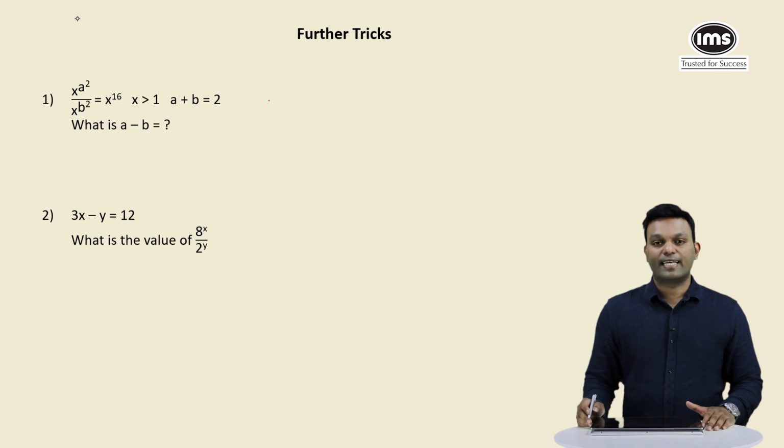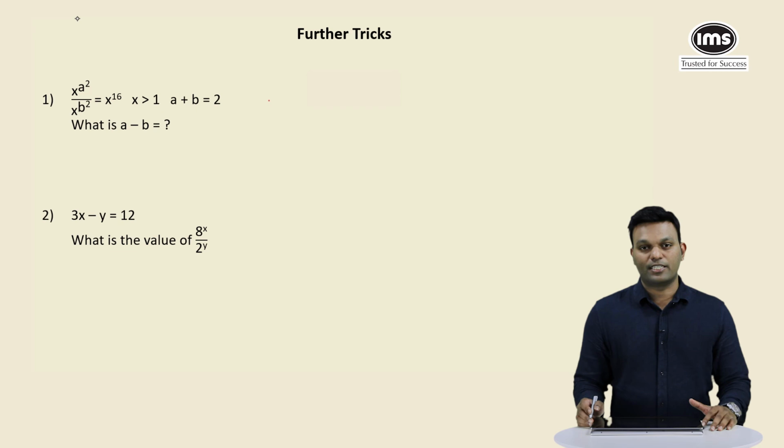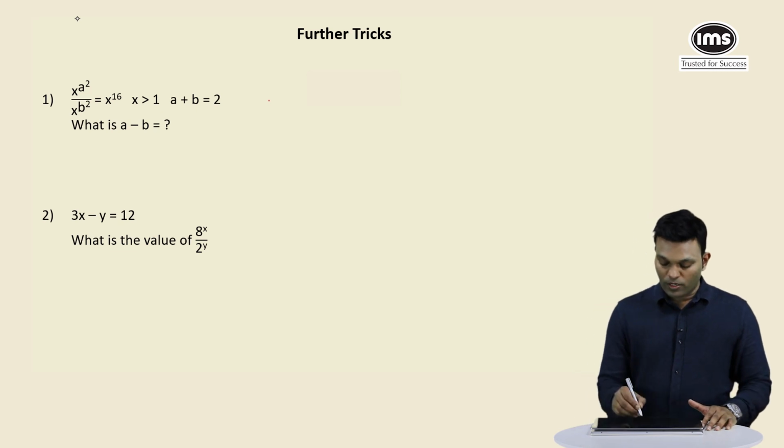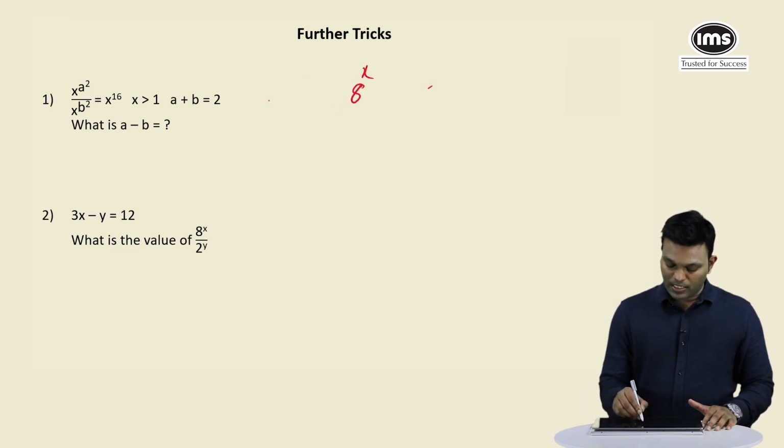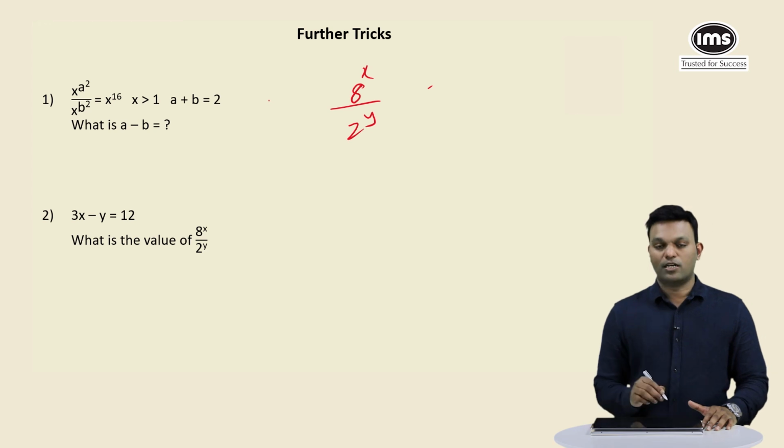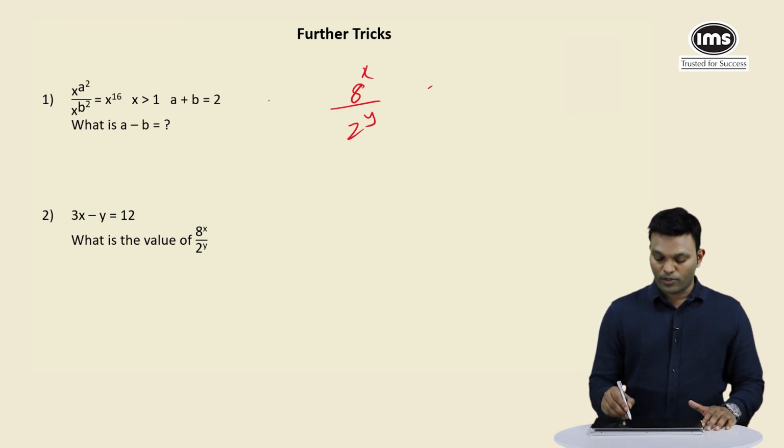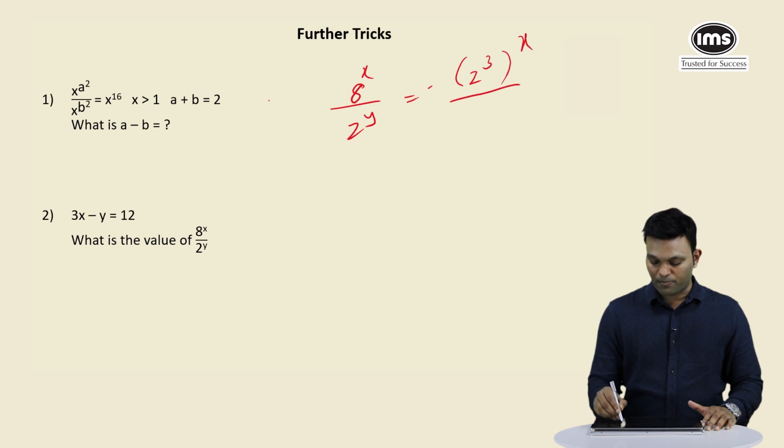So let's look at the second sum. The question here is, if 3x minus y is equal to 12, what is the value of 8 raised to x upon 2 raised to y? Now if you see here, what is 8 raised to x? 8 raised to x, I can write as (2 cubed) the whole raised to x upon 2 raised to y. Now this becomes 2 raised to 3x upon 2 raised to y.